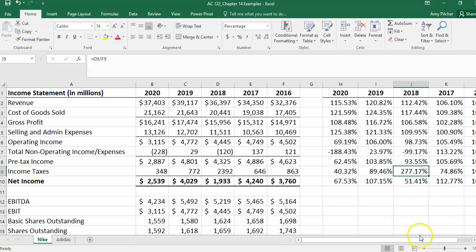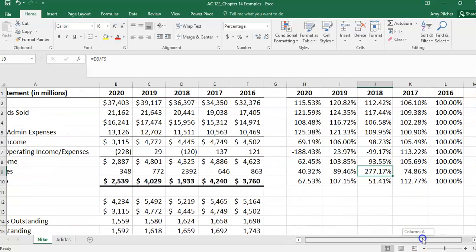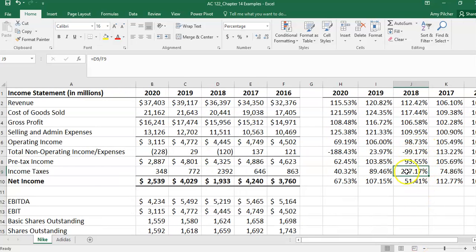Then we also have this 277% change in tax payments. So part of that, if you look up why Nike had so many income taxes in 2018, what you'll find is that there was a fraud investigation that they lost and they paid a whole bunch of fines because of that. So part of this is IRS fines from previous years.